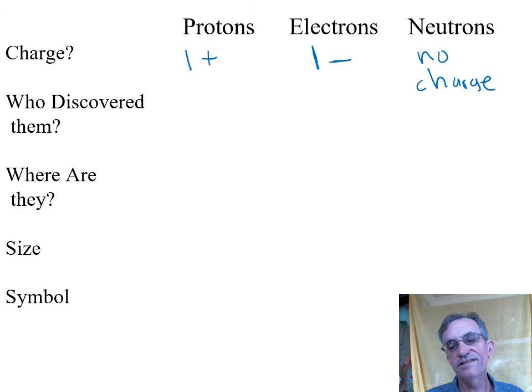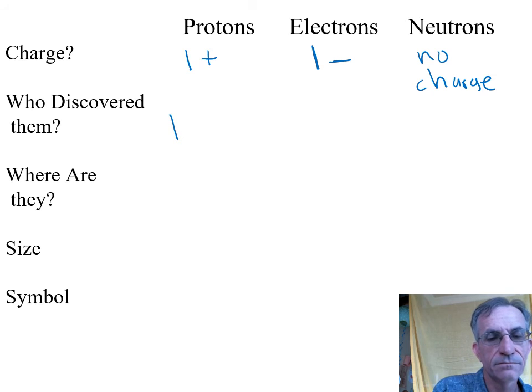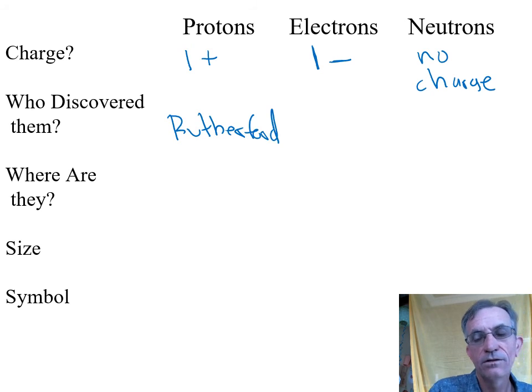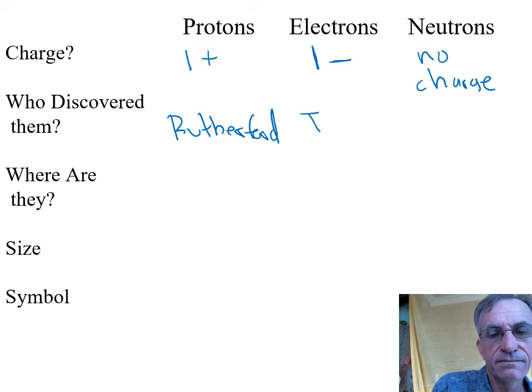Who discovered them? We also want to know a little history. These people are famous in science, at least, so we should know who they are. Who discovered the proton? That was Rutherford. Who discovered the electron? That was Thomson.